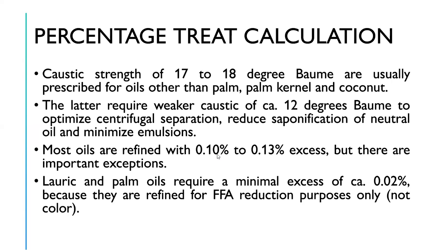Most oils are refined with 0.1 to 0.13% excess, but there are important exceptions. For example, is the oil degummed or not? If it's degummed, obviously we use less. If it's not degummed, we need more excess. Remember, this is the excess caustic. You first calculate the theoretical amount you require for the neutralization reaction, and we'll discuss it in the next presentation. Then you add this excess. Lauric and palm oils require a minimal excess of about 0.02%. So if you are going to neutralize palm oil, your excess will be much less because they are refined for free fatty acid reduction purposes only, not color reduction.